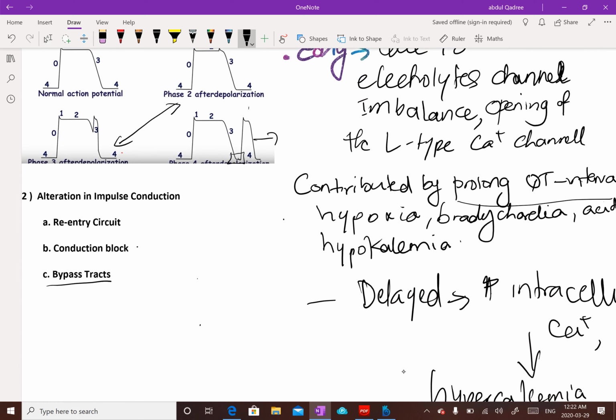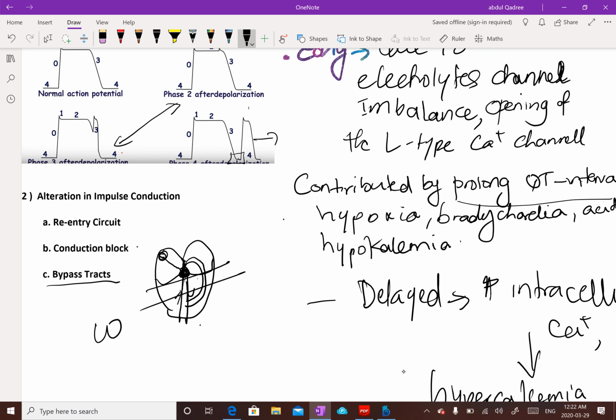What is a bypass tract? A bypass tract is, for example, let's say we have the atria, we have the ventricles, we have the AV node. Let's say in here we have another tract. Instead of the pathway going from SA node to AV node and then from AV node to bundle of His and bundle branches, the signal can be sent this way to the ventricles before the AV node sends signal to the ventricles, and that's called the accessory pathway.